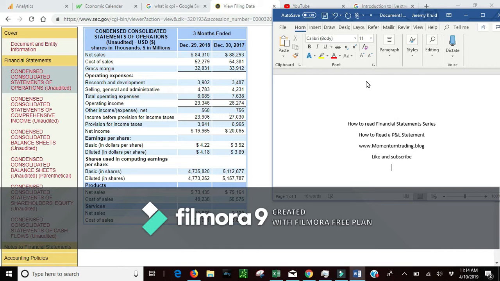Income before provision for taxes is the operating income plus the other income or expenses line. The provision for income taxes, this is a non-cash expense. This is how much the company expects to pay in taxes for the money they've earned in this quarter. Net income is the income before the tax provision minus the tax provision. Simple enough.